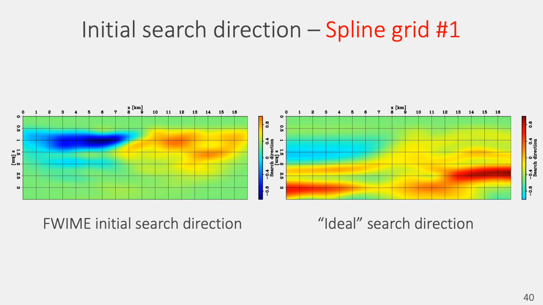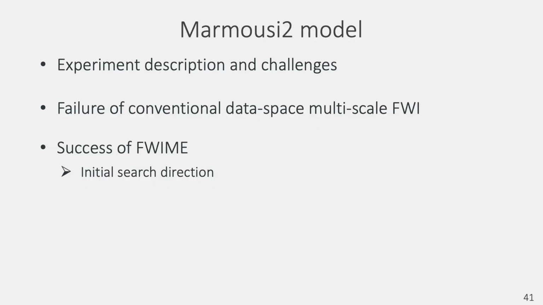We want to mention here that we did try to apply FWIME without our model space multiscale approach. That is, by directly parameterizing the velocity model on the finite difference grid from the start, and we did not manage to recover an accurate solution. Therefore, we really want to insist on the fact that FWIME does require the model space multiscale approach to work properly. So now that we have obtained a promising search direction, we conduct our model space multiscale FWIME workflow.